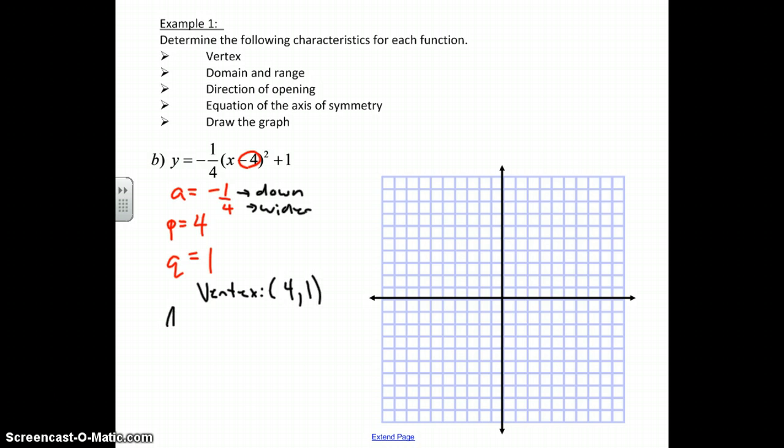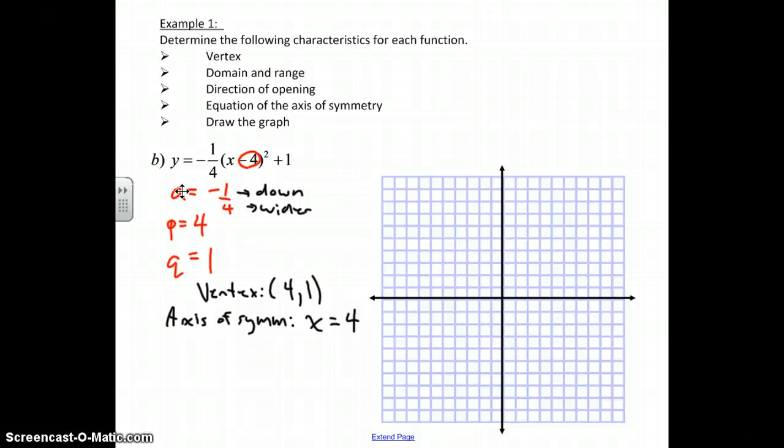The next thing is our axis of symmetry. Our axis of symmetry is a vertical line that goes through the vertex, and therefore it's x equals 4. It's always x equals p. So whatever our p is, that's our axis of symmetry.